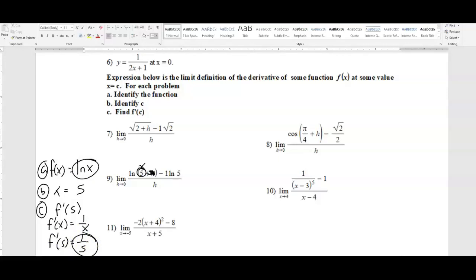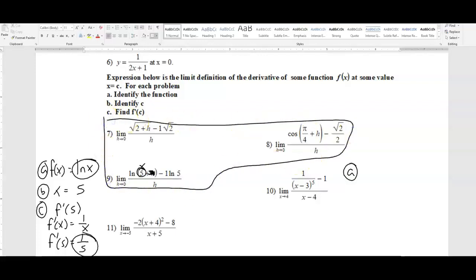For number 10, this is an alternative form of the limit definition of a derivative. So this is different from 7 through 9. These were the regular definitions of a derivative. This is the alternative form of the limit definition of a derivative. So when you're looking at these ones, the function is actually going to be this piece right here.